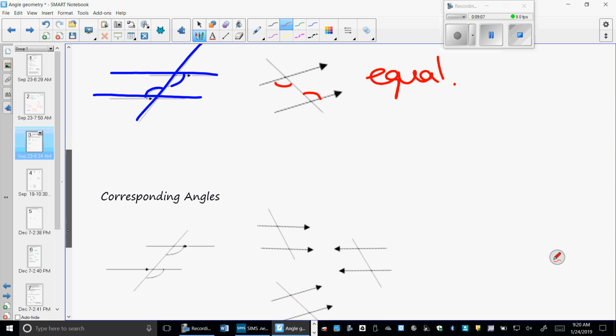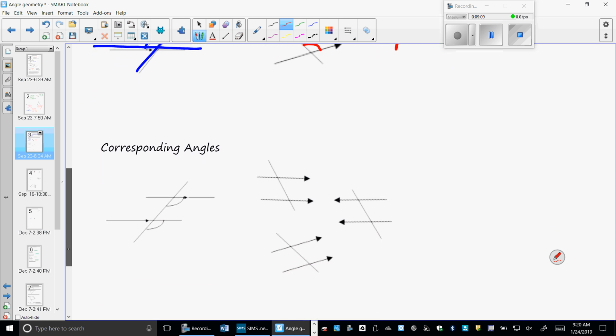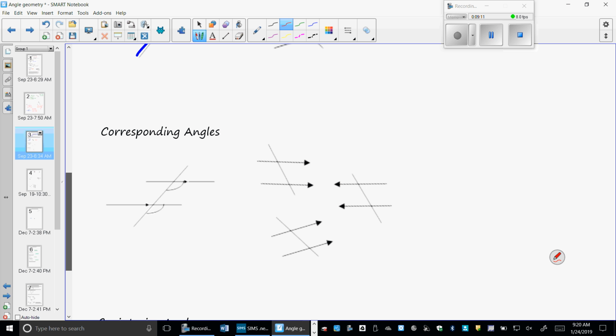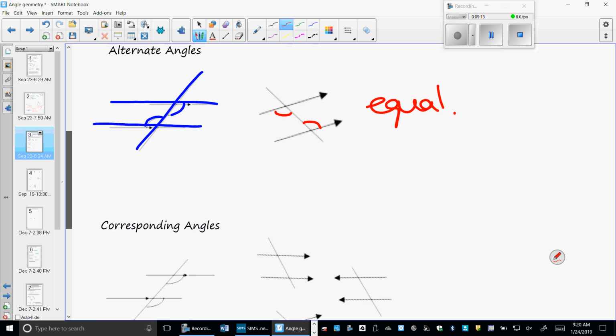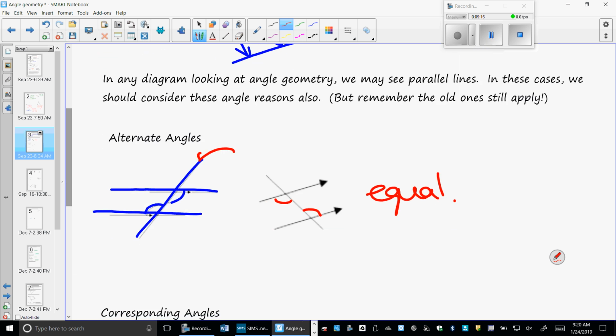Corresponding angles. Do you remember corresponding as well? Yes. Excellent. So corresponding, remember they're on the same, at this line here, do we remember what this line is known as? It's known as the transverse line. So if you've got parallel lines and you've got something going through it, that would be known as the transverse line. So alternate angles are on opposite sides of the transverse line.